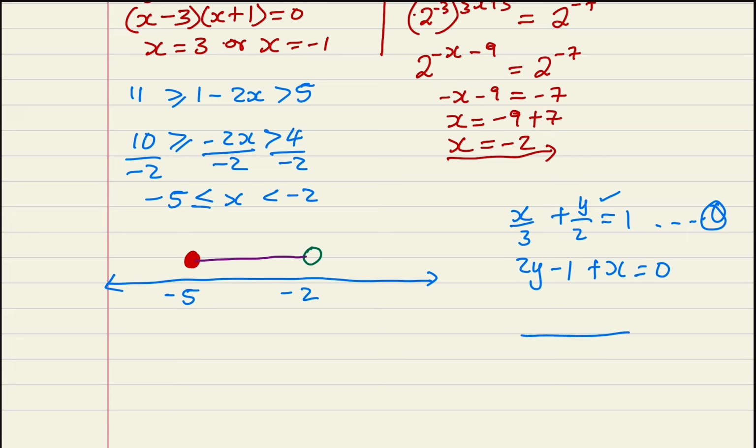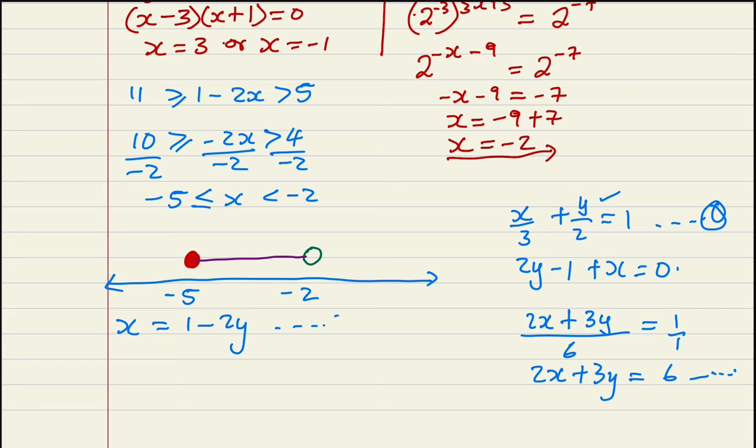If you can rearrange this one quickly by finding an LCD there, which will be 6. Then here you will have 2x, right? Then here you will have 3y. This is equal to 1 over 1. I cross multiply again. I will have now 2x plus 3y equals 6. Okay, then that was just simplifying, guys. Then let's make equation 3 out of that one. So I know that equation 3 will be x is equal to 1 minus 2y. That is my equation 3.